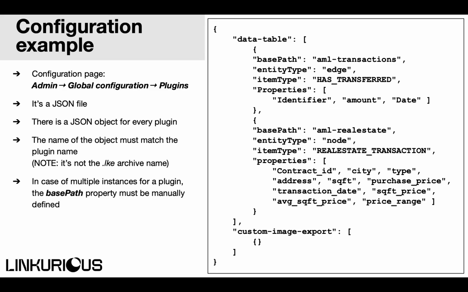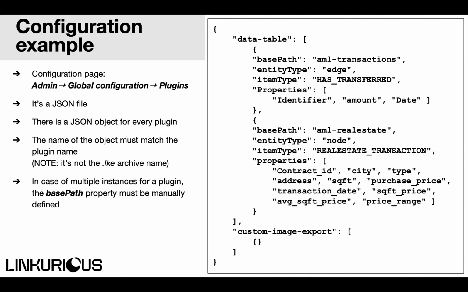So what we have are 2 different objects. The first one is Data Table, and Data Table must match the plugin name. Bear in mind that the plugin name is not the name of the .alk archive, but it's something that is called inside the plugin. So once again, refer to the documentation if you need to know the name of the plugin.